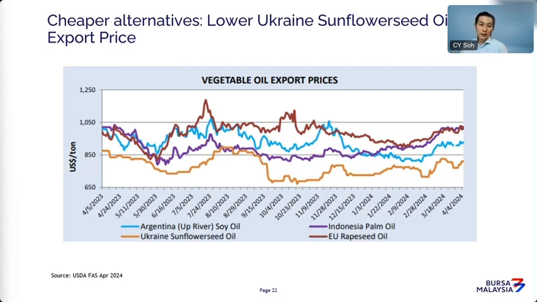So which is why you will be seeing that the export of crude palm oil towards the European Union and India would be reducing because of the stiff competition from sunflower seed oil compared with other vegetable oils such as soybean and palm oil.